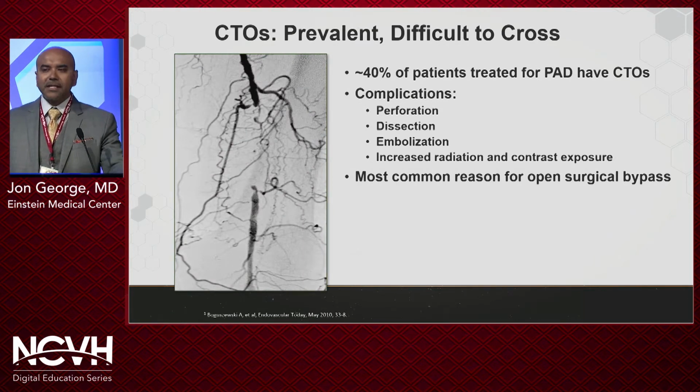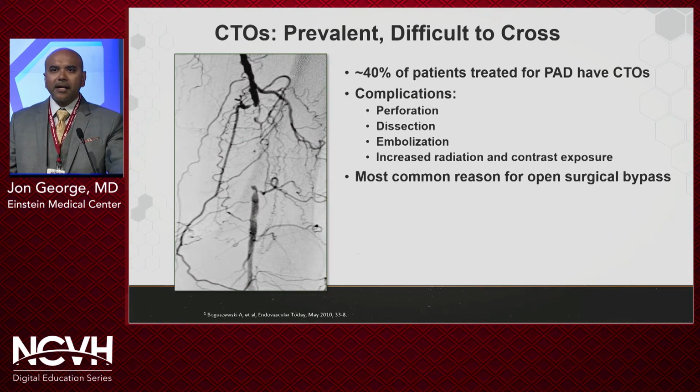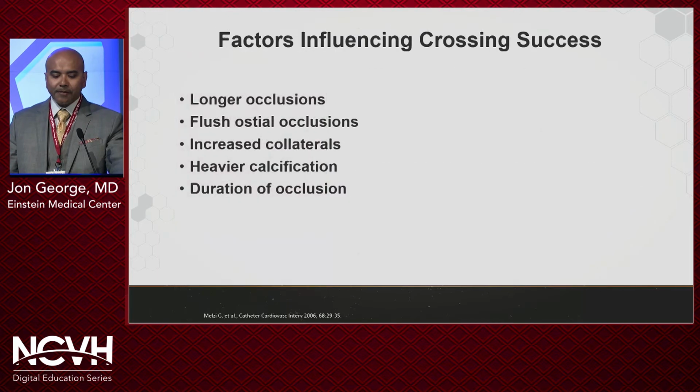Well, the landscape of CTOs we know is pretty large. About 40% of patients treated for PAD have chronic total occlusions. And there are a variety of complications that have been listed for CTO interventions, such as perforation, dissection, embolization, increased radiation and contrast exposure, and it still remains the most common reason for open surgical bypass.